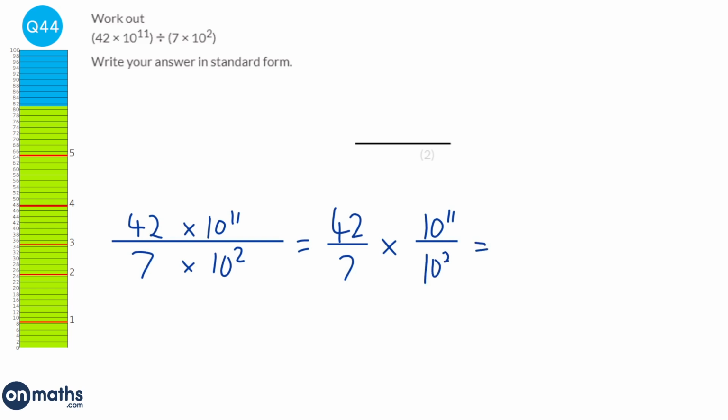So 42 divided by 7 is 6 times, and then with dividing, or as a fraction, when we divide powers of the same base, we take away the powers. So 11 take away 2 is going to be 10 to the power of 9. So it's going to be 6 times 10 to the power of 9.